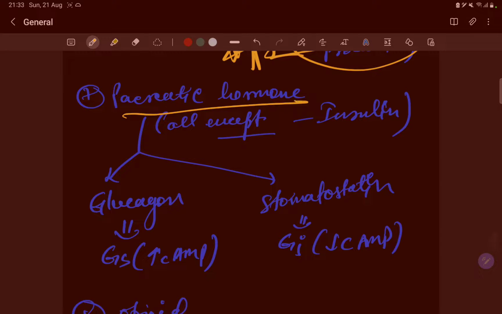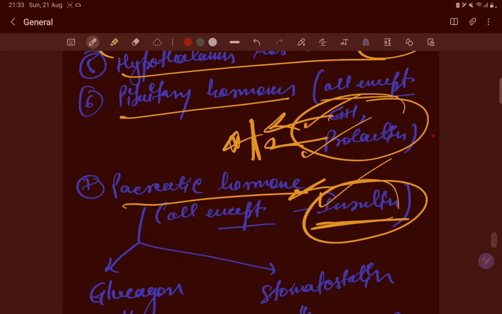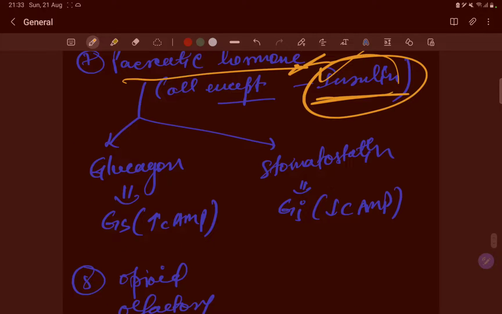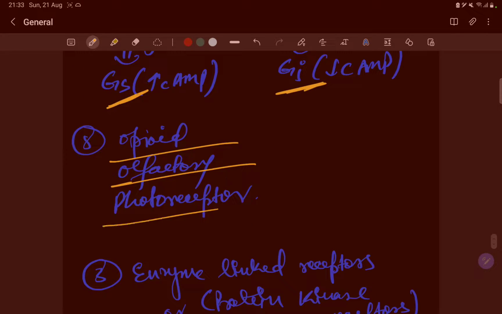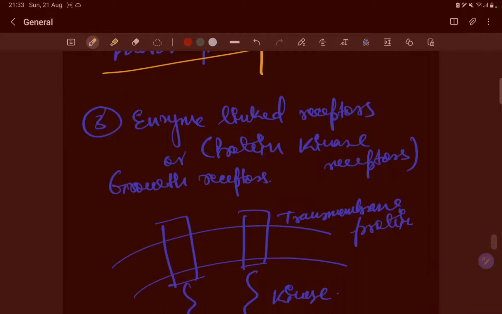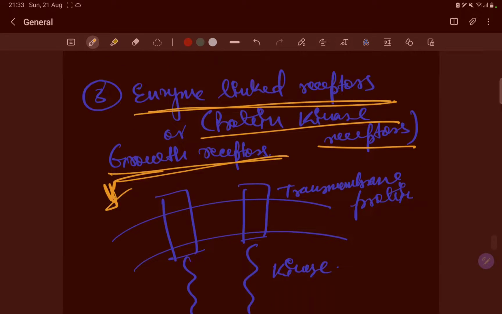Pancreatic hormones are all GPCRs except insulin. So we will learn about growth hormone, prolactin and insulin, how they are working. Among pancreatic hormones, glucagon is GS and somatostatin is GI. Okay. Now opioid, olfactory and photoreceptors, they all are GPCRs. Now the third type, enzyme linked receptor or protein kinase receptor. These are also known as the growth receptors.